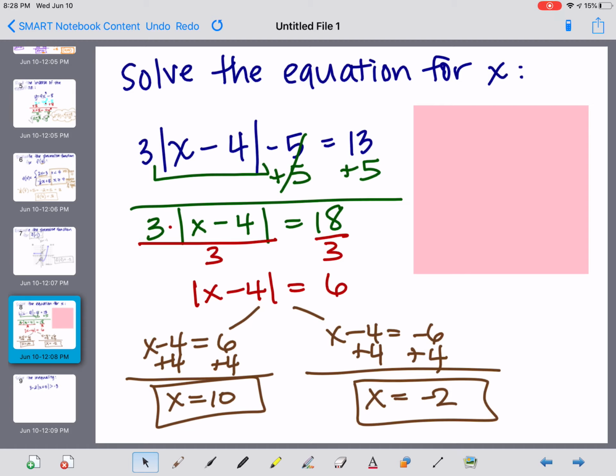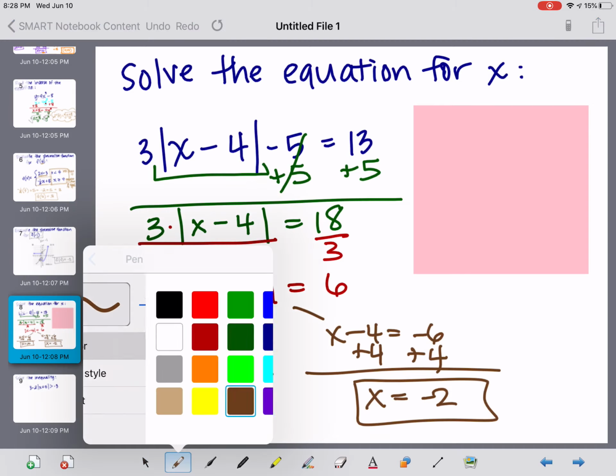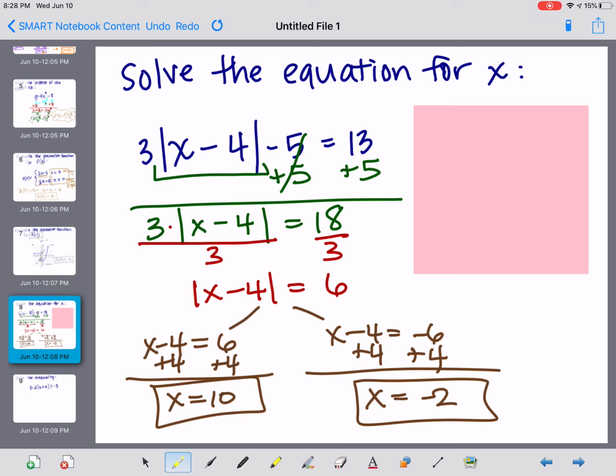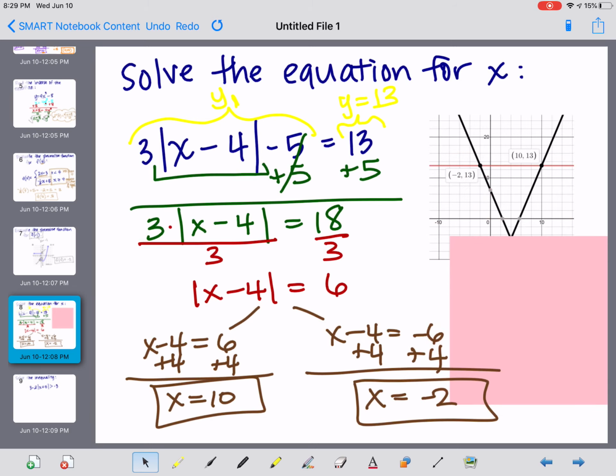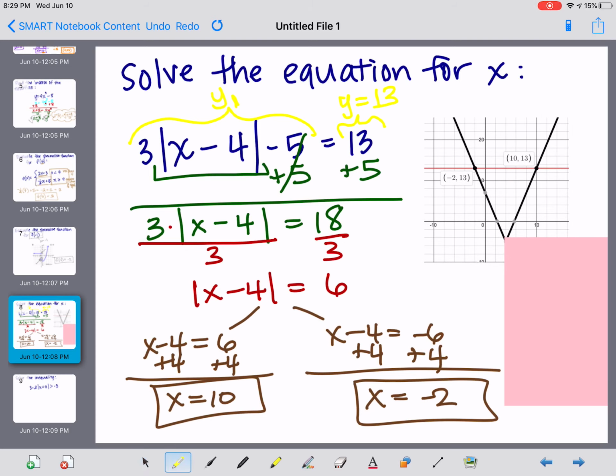Now, when I went to graph this in my calculator in Desmos, what I actually did was take this side right here and put it in the first line, or in y1, and then just put y equals 13 in y2. Okay, so that goes in the first blank, and then y equals 13 goes in the second blank. And look at that, we got negative 2 and 10 for the x values, which is what we got here, negative 2 and 10.